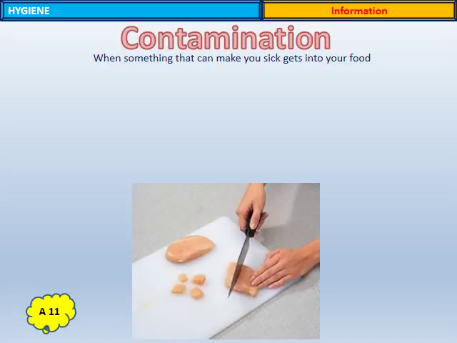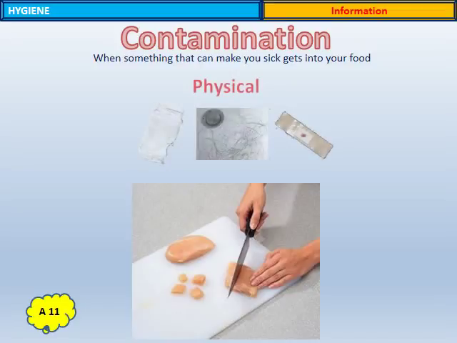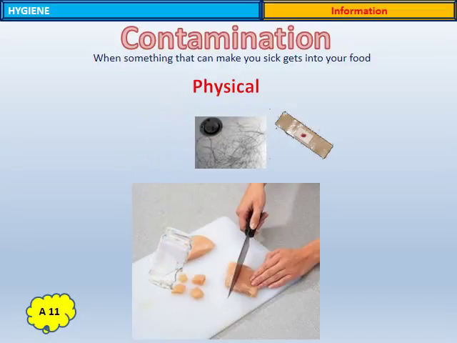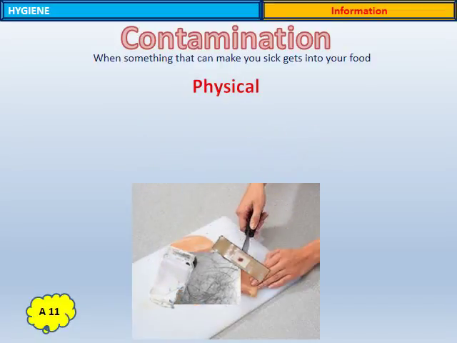The reason hygiene is so important is to avoid contamination. Contamination is when something that has the potential to make someone sick gets into the food. Food can be contaminated in many ways. The most common ways are physical contamination, when physical items fall into food such as broken glass, hair, used Band-Aids, rubber bands, foil, or plastic, or any number of other items.